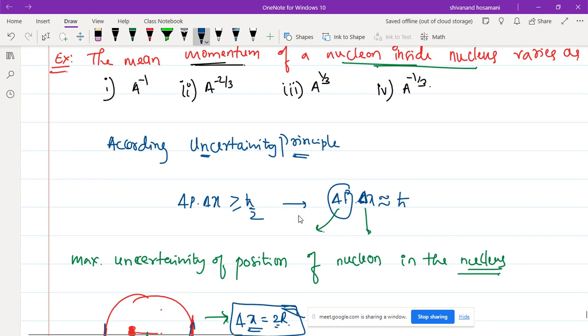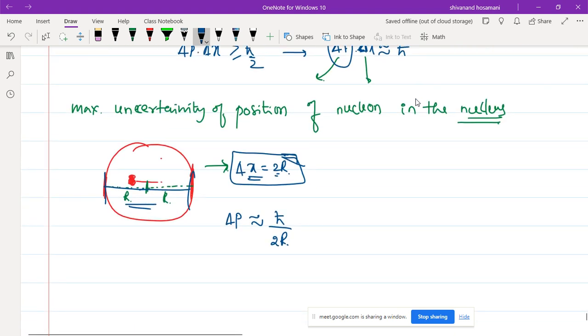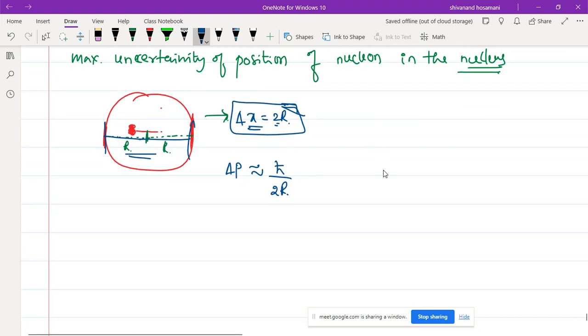They are asking about the dependency of the mean momentum. That is nothing but an error, the uncertainty, whatever it may be, even if it is momentum. How does it depend on the nucleus? They are asking how it depends on A. So we know that R, the radius of the nucleus, varies as A to the power of 1 by 3, where delta P varies as 1 by R.